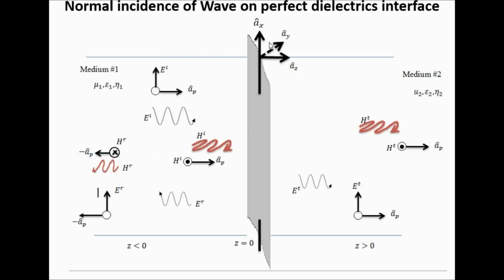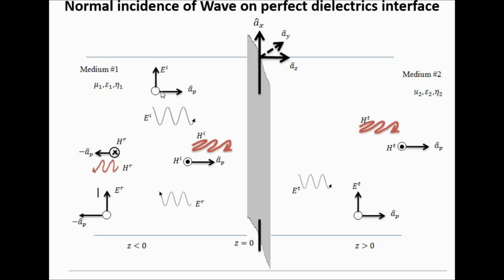So look at the diagram here. It is showing the concept of normal incidence of an electromagnetic wave on a perfect dielectric interface. Let's say we have two dielectrics. One is medium 1 and another dielectric is medium 2. The constants of medium 1 are mu 1, epsilon 1, eta 1, and mu 2, epsilon 2, eta 2 for medium 2. We are showing the directions like AZ, AX and AY.